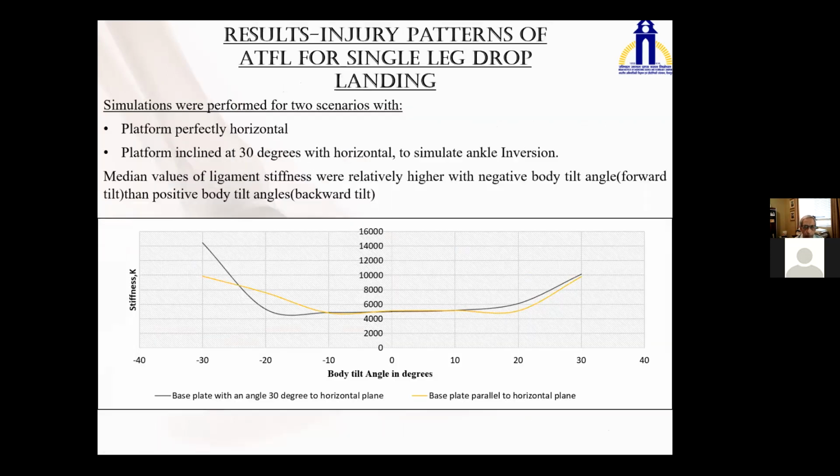These are the results we have got from our study. There are two data sets, where the yellow line is where the base plate of the OpenSim is parallel to the horizontal plane, and the black line represents when the base plate is at an angle of 30 degrees with the horizontal plane. The median values of ligament stiffness are plotted here.